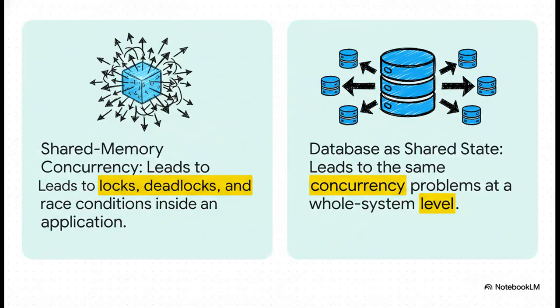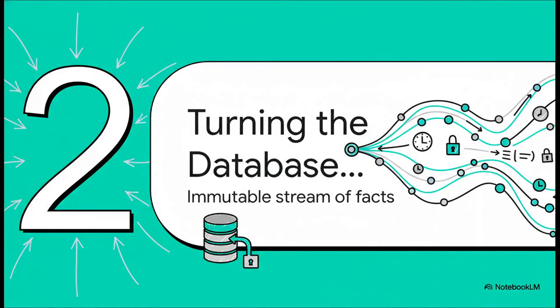Now, this is where it gets really interesting. On the left, you've got the classic textbook problem of multiple threads fighting over the same variable in your code. We've come up with all sorts of clever patterns to avoid that mess. But look at the right. All we've done is taken the exact same problem and blown it up to the entire system level. The database is our shared memory, and we're just recreating those same nasty concurrency issues on a much, much bigger scale.